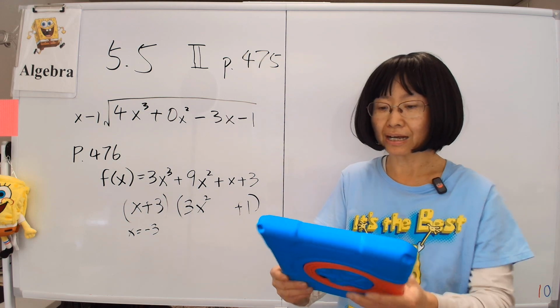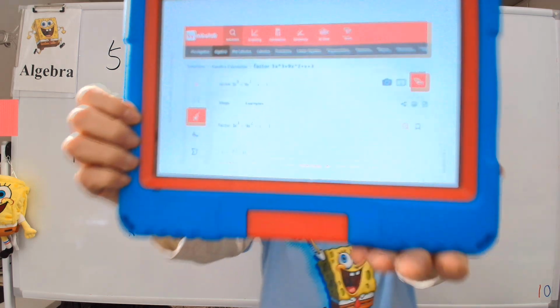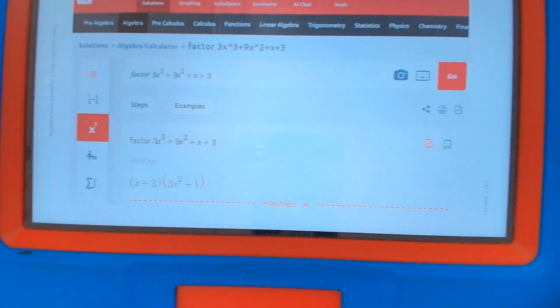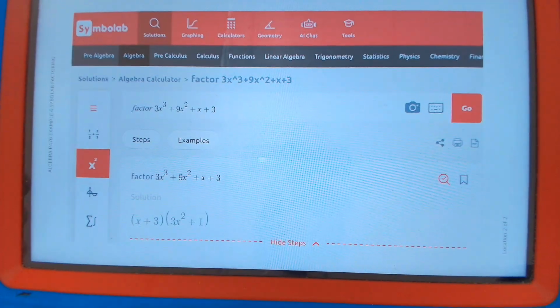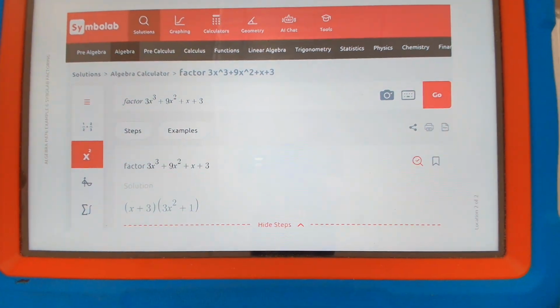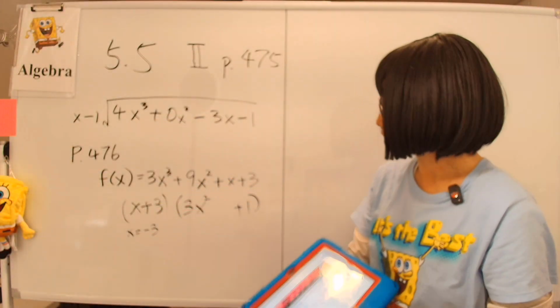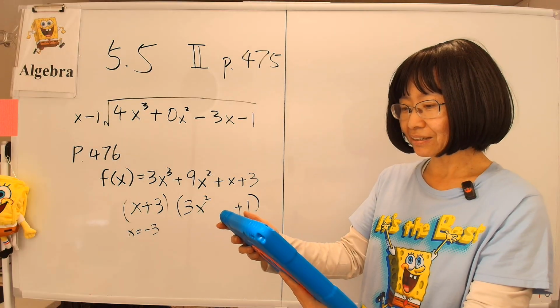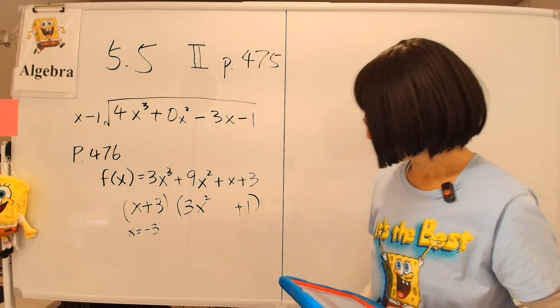Okay, I went to the factoring calculator, which spit it out right away. Take a look. Wait for this thing to zoom in. See, it factors to x plus 3 and then 3x squared plus 1. So there's nothing here. No, that's fine. And that, of course, we can factor.